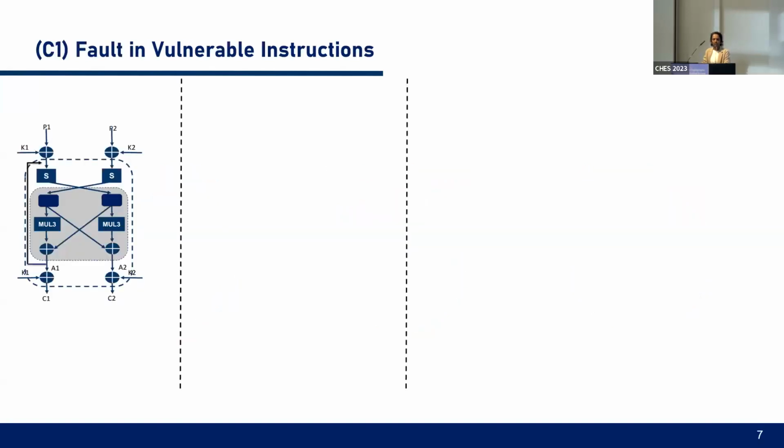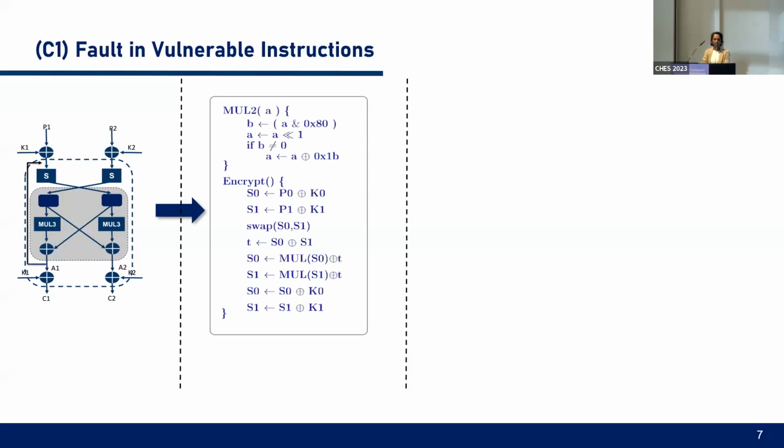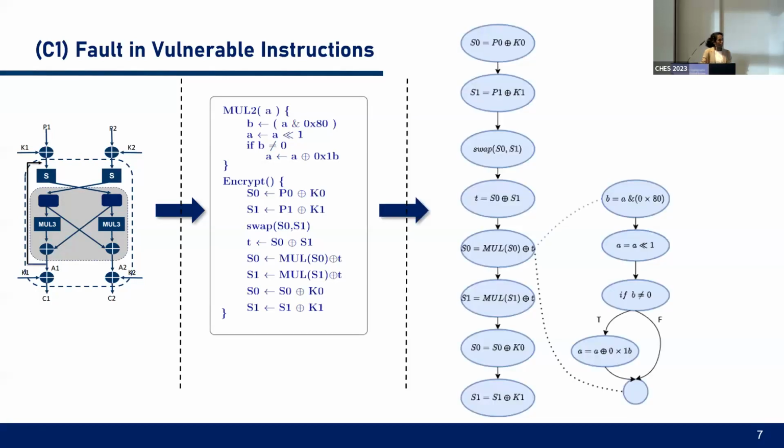For the first case, we need to inject a fault in a vulnerable instruction. So we need to determine the vulnerable instruction. For our toy cipher that we have mentioned before, this is the pseudocode of the toy cipher in C implementation also, and we have represented it in a graphical representation. This is the control flow graph. So what we want to corrupt is the final ciphertext byte.